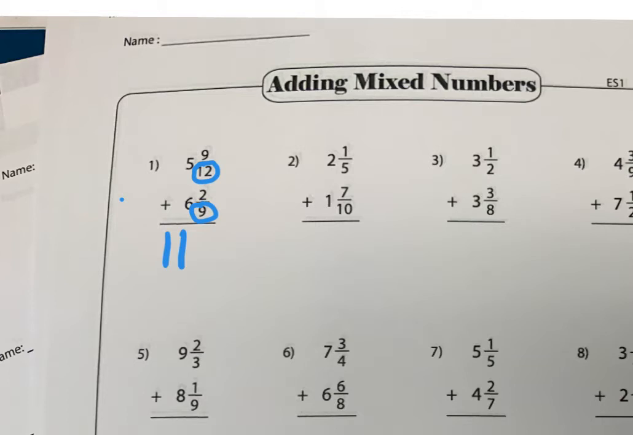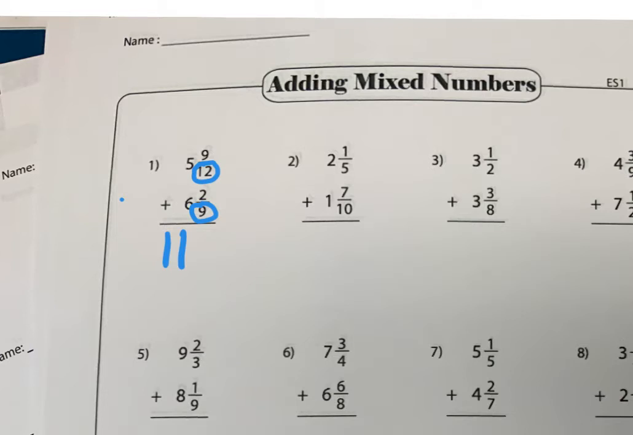No. Now I have two options. I can say 9 times 12. What is 9 times 12? 108. Is 108 a big number? Yes. Usually if you get a large number, there's going to be a number smaller that can work.